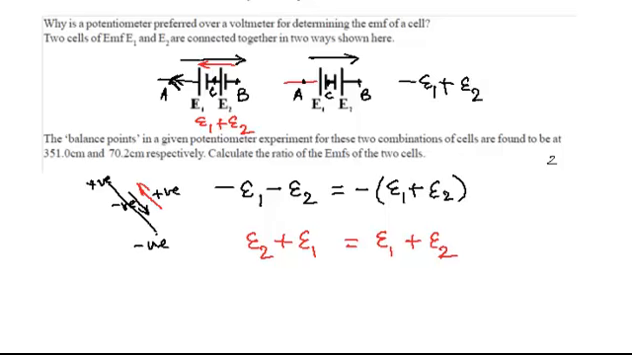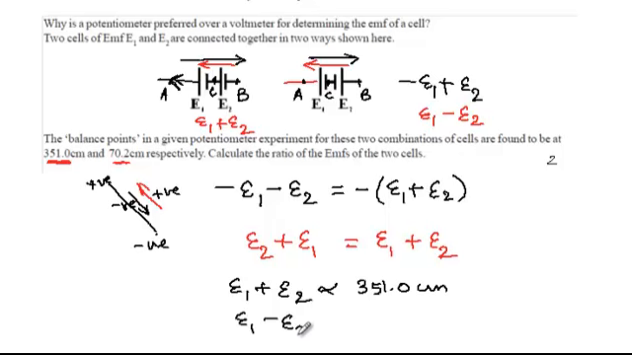Once again, let's say we consider that we are moving across this in the other direction. Then for E2 you would have a negative sign, and for E1 you would have a positive sign. So this would be E1 minus E2. Now the two balance points are given for the EMFs. So you can write E1 plus E2 is proportional to 351 centimeter, and E1 minus E2 is proportional to 70.2 centimeter. Taking a ratio of these two lengths would give us the values of E1 and E2.